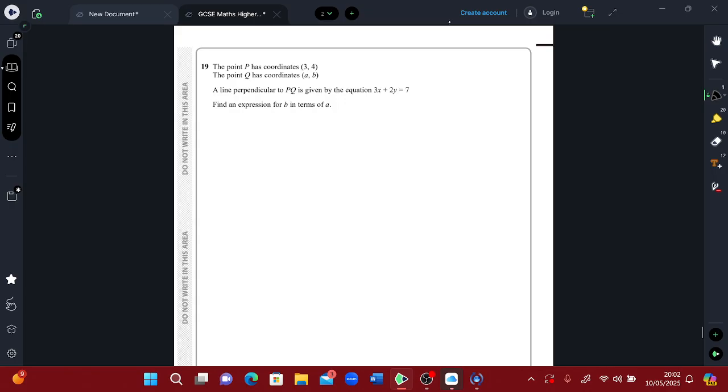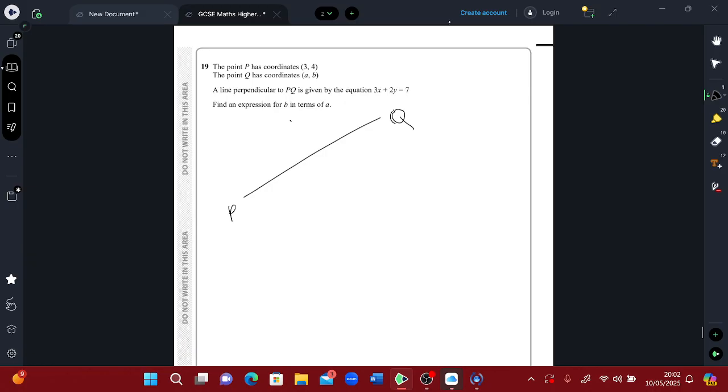So now we have a coordinate question. So P is this coordinate, Q is this coordinate. A line perpendicular to PQ. So let's sketch this. Let's say this is PQ. Doesn't really matter where exactly they are, just a rough sketch to show what's going on. A line perpendicular to PQ has the equation 3x.